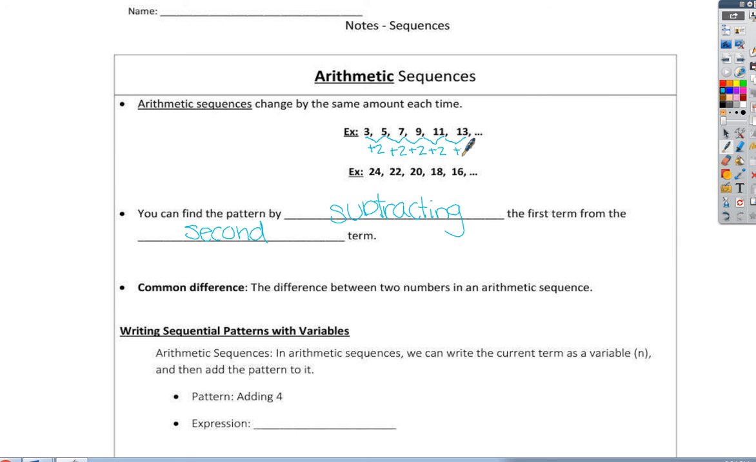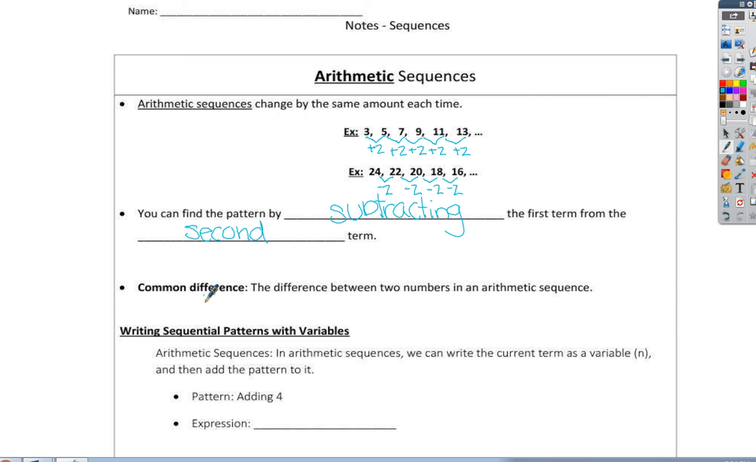Now this works the same way if we're starting out with a bigger number and getting to a smaller number. We're going to do 22 minus 24. If you type that in your calculator, you're going to get negative 2, or minus 2. So 24 minus 2 is 22. 22 minus 2 is 20. 20 minus 2 is 18, and 18 minus 2 is 16.